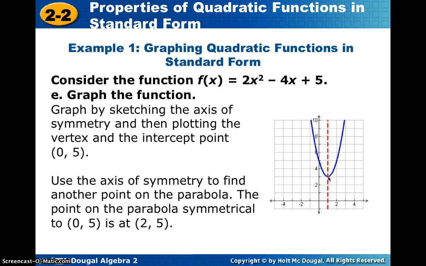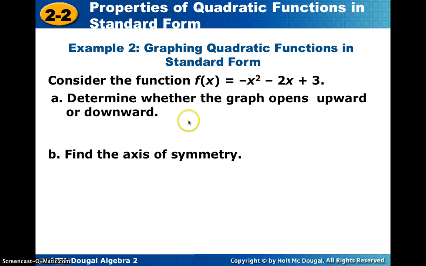And then we found that it crosses the y-axis at 5. So coming to 5, we would put a dot at 5, and then we can just make it symmetrical on the other side of the parabola, on the other side of the red line. This point 5 would reflect to the point 2, 5. So then you can just draw the u through the points that we have.